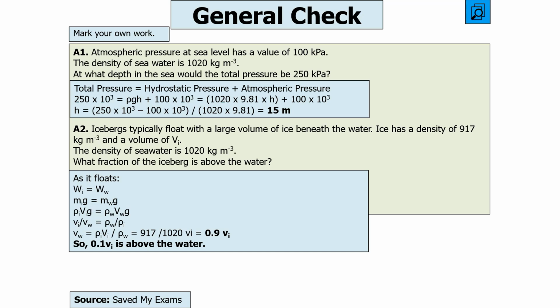So therefore the volume of the water is going to be density of ice times the volume of ice over the density of water. Pop in all the values, and therefore the volume of water is 0.9 times the volume of ice. So that tells us that it's going to have only 0.1 of its volume above the water, which is why most of the iceberg is below the water, 9/10 is below, 1/10 is above.